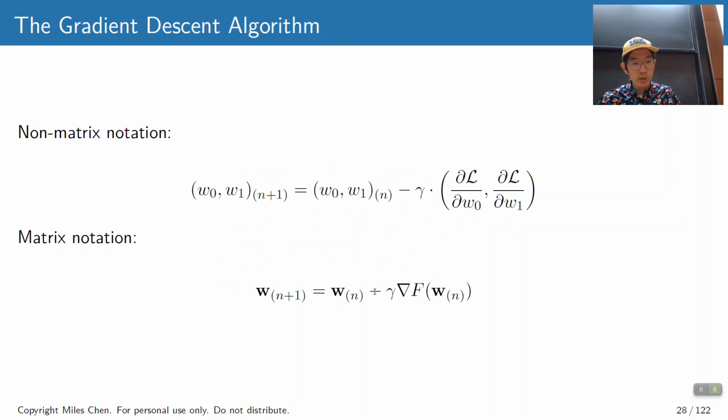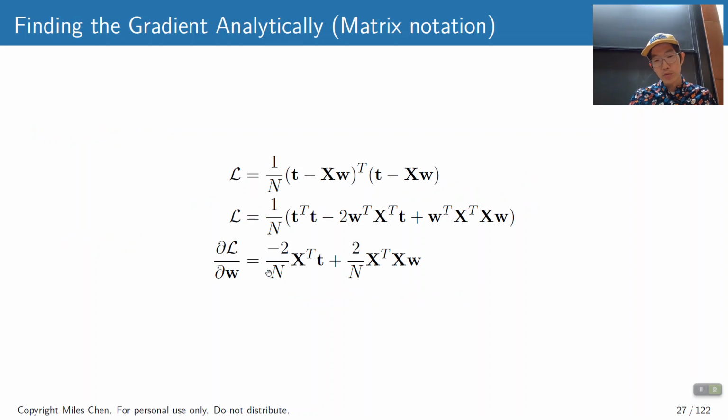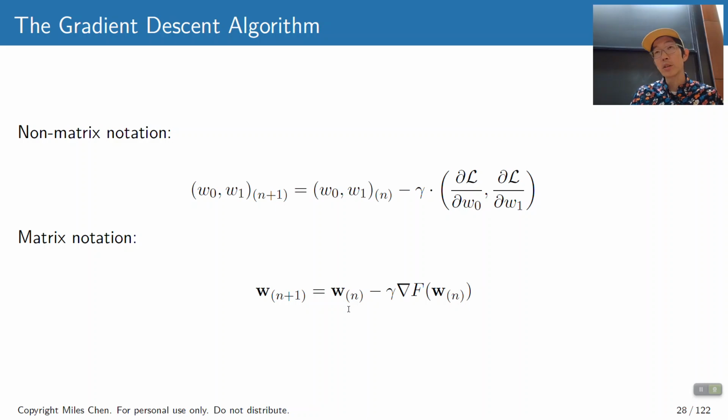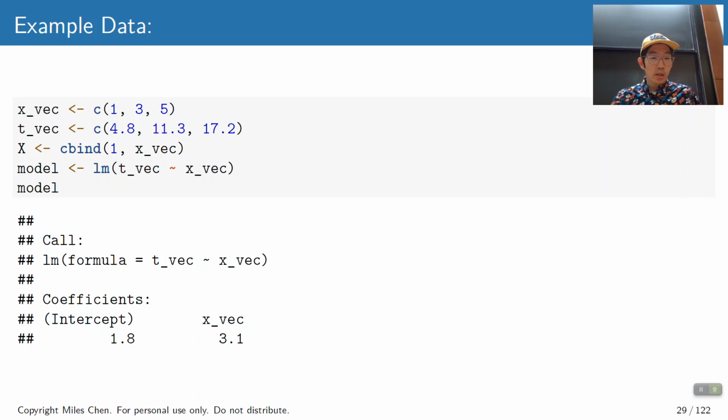So what we're going to do is we're going to say, okay, let's just start off in an arbitrary location. In our case, our arbitrary location is some arbitrary intercept, arbitrary slope. And then we're going to find the gradient at this location, and we can find the gradient because we have the formula for the gradient. And we're just going to take our current location, subtract off gamma times our gradient. So to illustrate this, I have a fake data set of 3 data points, and this is just to keep everything very simple.